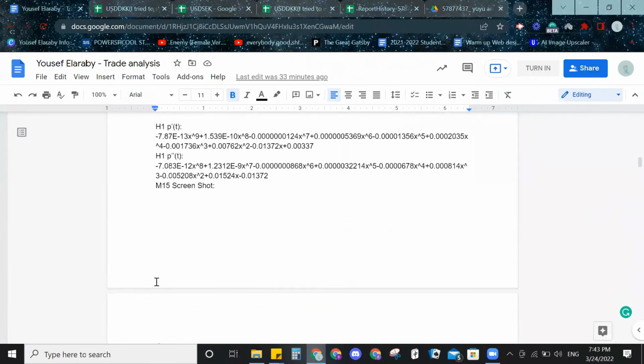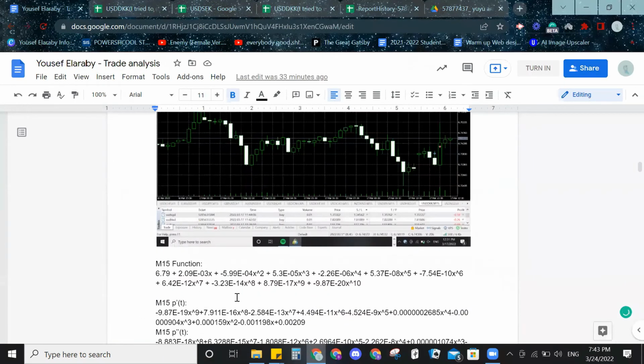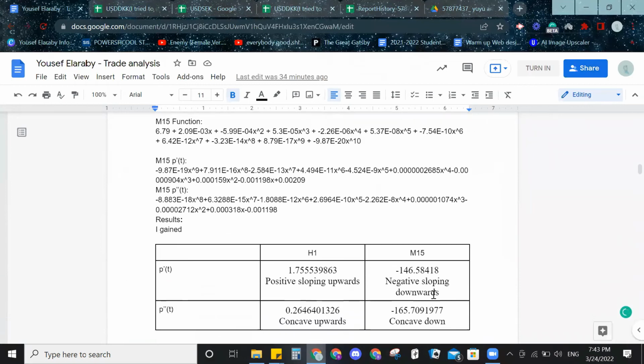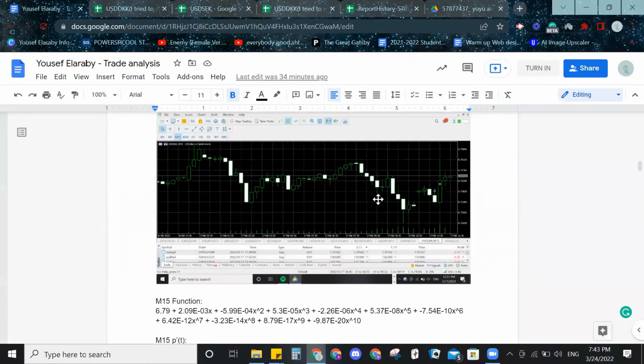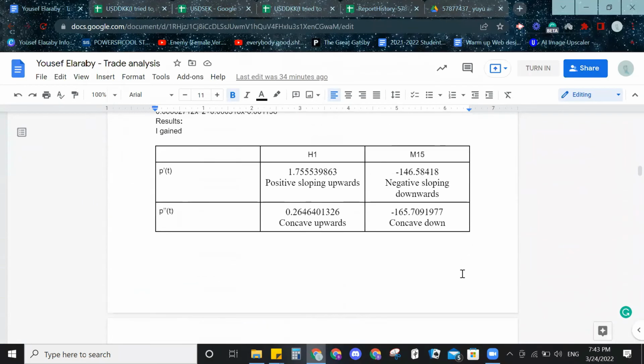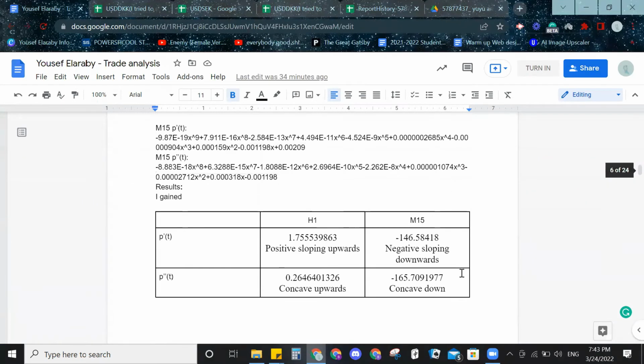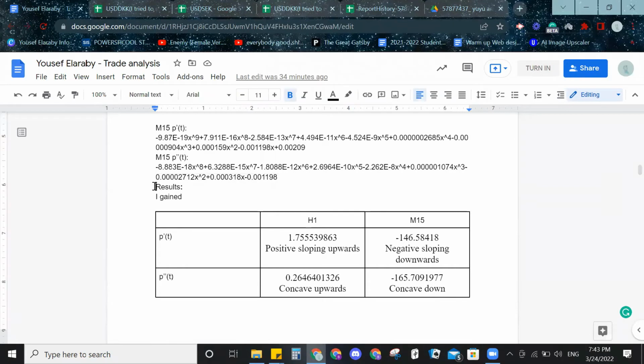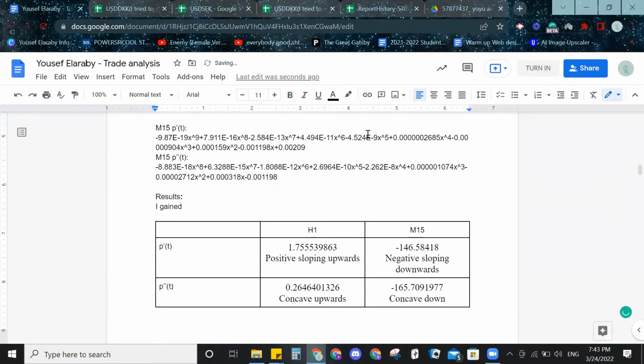Then here is all the math. Again, I put in the variables. Positive sloping upwards, negative sloping downwards, which is interesting. Concave upwards, concave downwards. And this is also because of a lot of the sell and a lot of the buy and the application being confused. But again, I gained, which was very good, as you can see here. And you can see officially I gained later in the video.